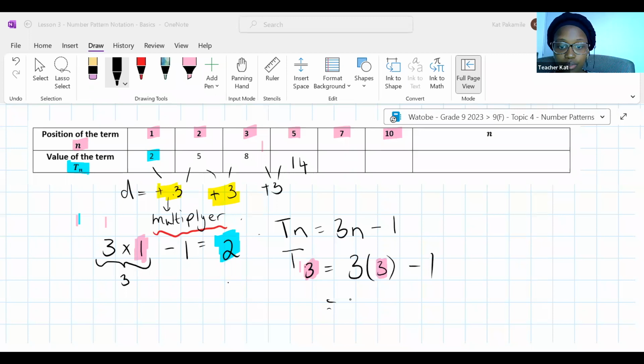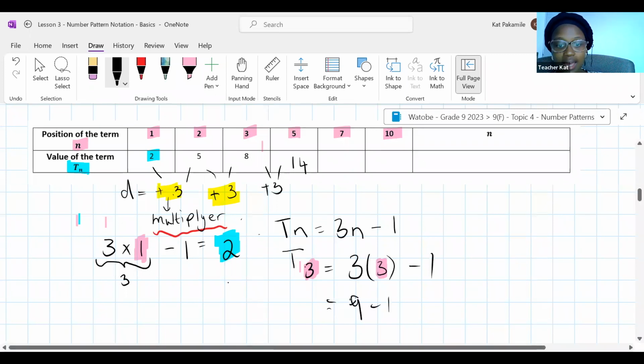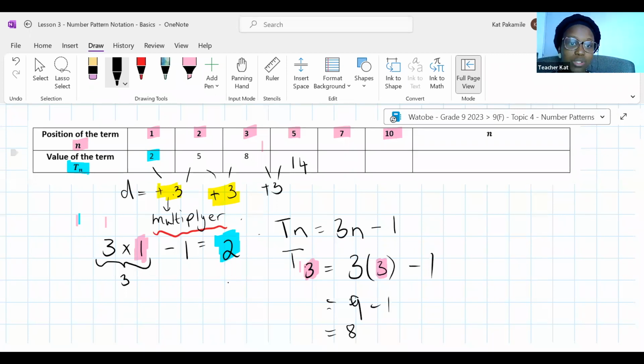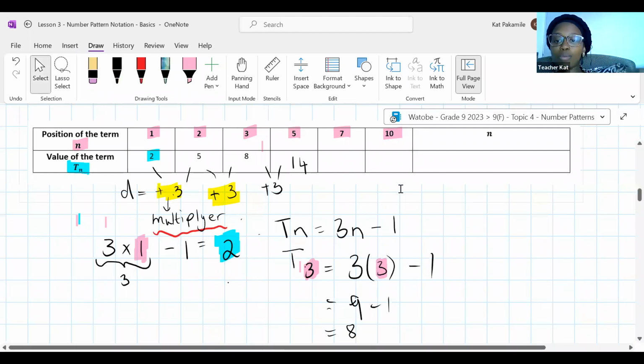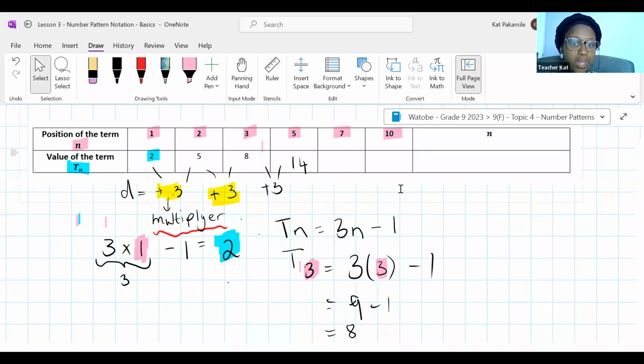So 9 minus 1, and that's 8. Isn't 8 what we have in position 3? Yes, it is. Our formula works. Do you see, you guys? So we have a formula.